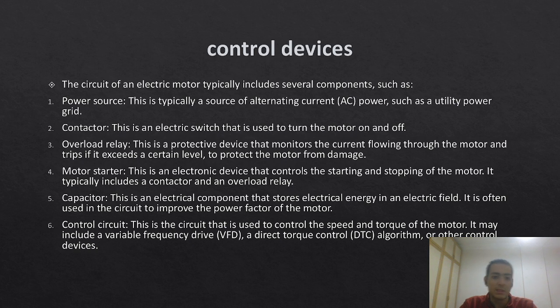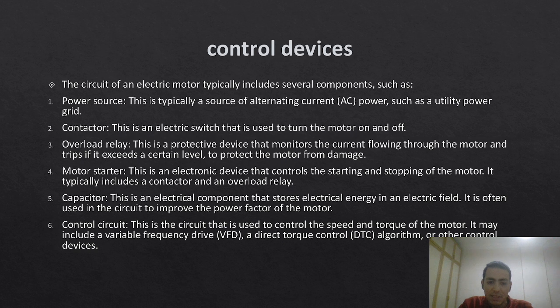Overload relay. This is a protective device that monitors the current flowing through the motor and trips if it exceeds a certain level to protect the motor from damage. In case of instant high current due to a defect in the power network from the generation plant, it protects our motor from the high current.